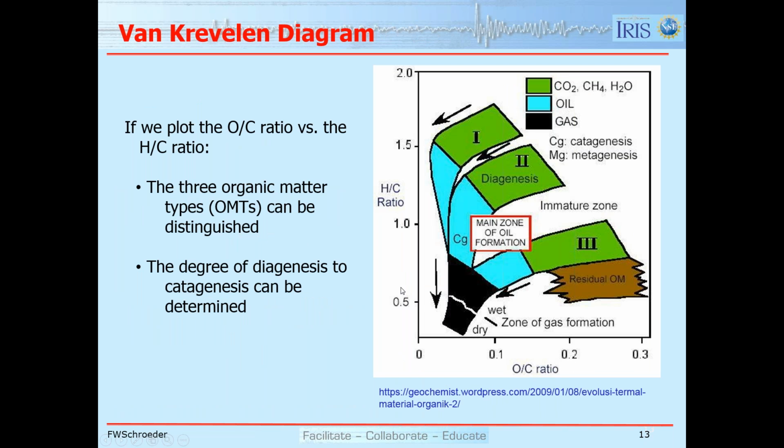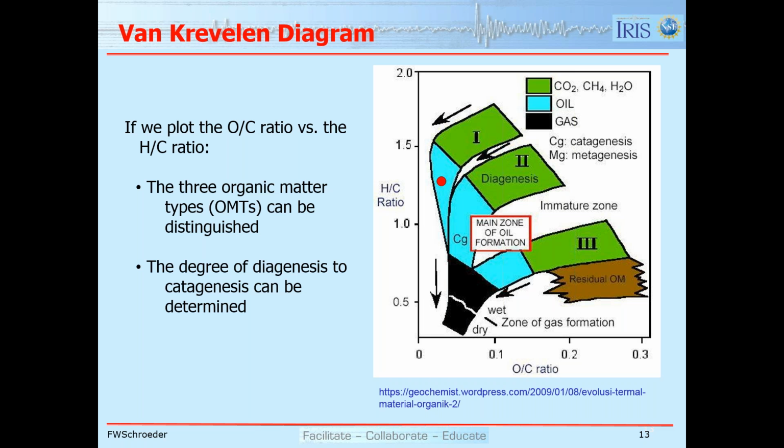There's a chart called a Van Krevelen diagram, and what we plot is the hydrogen to carbon ratio on the y-axis and the oxygen to carbon ratio on the x-axis. And in this cross plot, the different organic matter types, type 1, type 2, type 3, are split out. And we also get a feel for where it is in that change from kerogen to oil and to gas, and then to not generating any more oil or gas, being over mature.